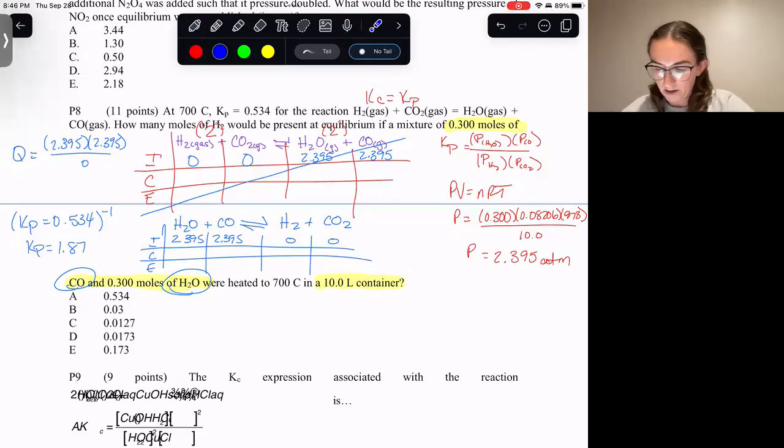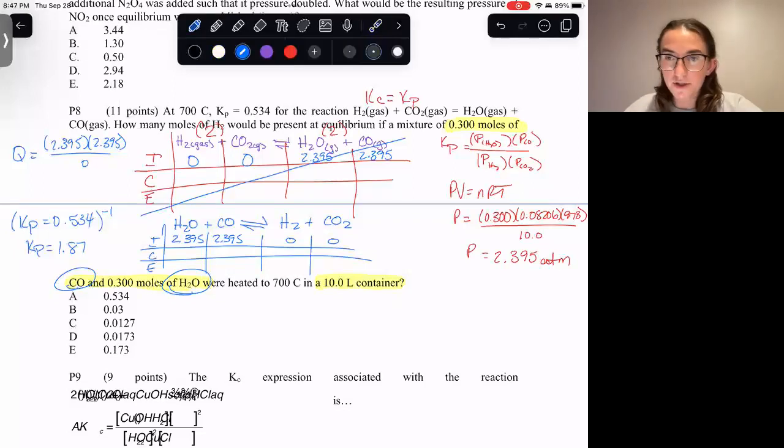Yep. If you didn't change it, then you would be using the 0.534 for your K if you kept your products as they were. Okay, so for change, it's still going to be -x and -x, plus x and plus x. If we were to fill out this one up here, this would still be -x, plus x and plus x.